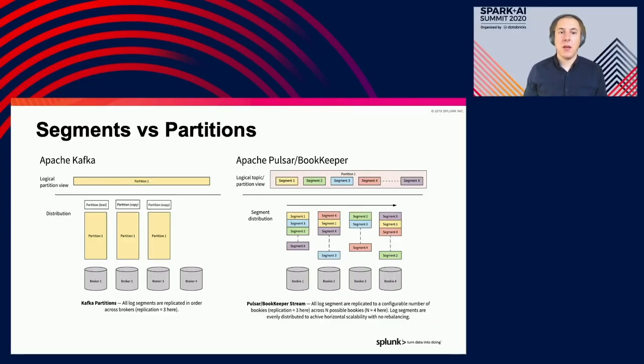Also, if you want to have new brokers take over, you have to do this rebalancing, which is copying all the data. In the BookKeeper case, we simply add new nodes, and new segments will naturally be created on the new nodes.